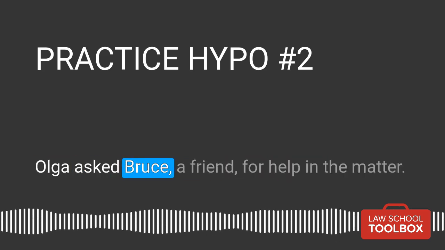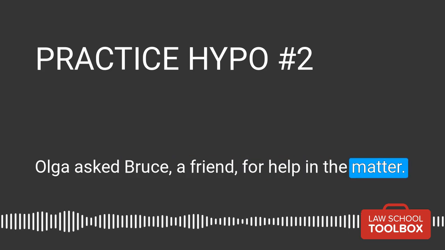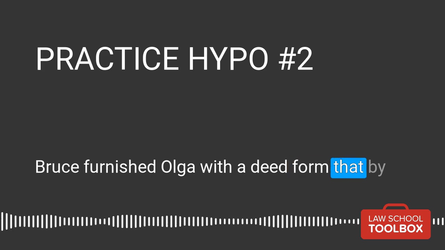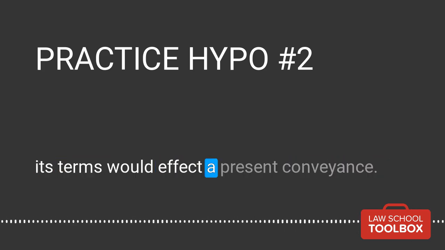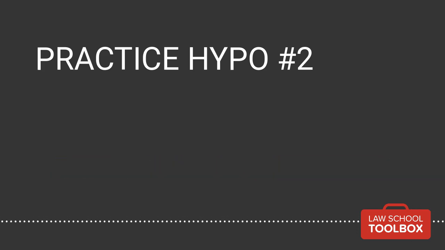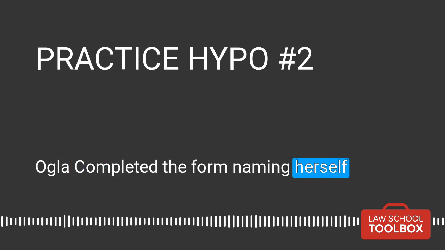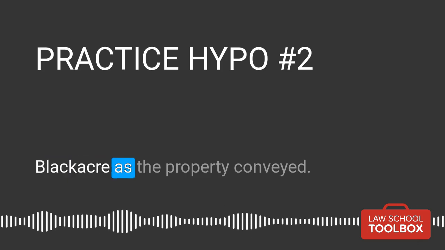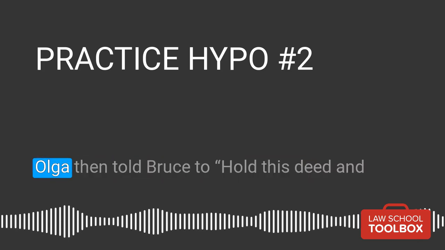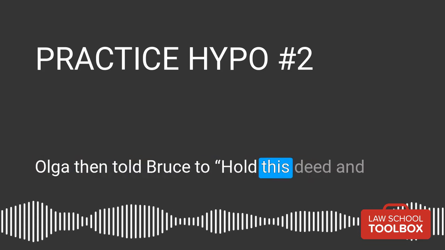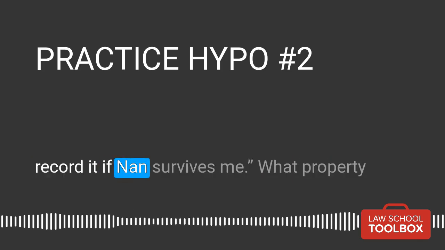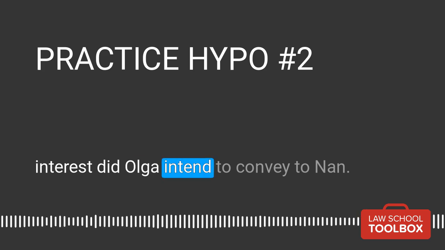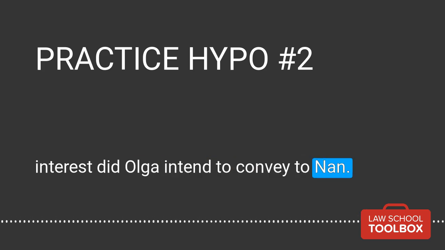Olga asked Bruce, a friend, for help in the matter. Bruce furnished Olga with a deed form that by its terms would affect a present conveyance. Olga completed the form naming herself as grantor and Nan as grantee, designating Blackacre as the property conveyed. Olga then told Bruce to hold this deed and record it if Nan survives me. What property interest did Olga intend to convey to Nan?